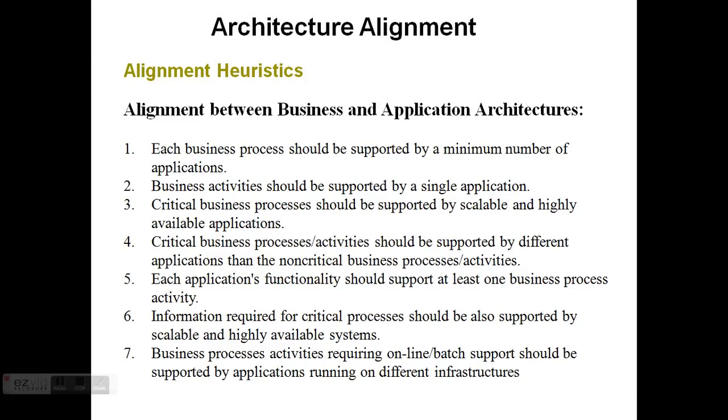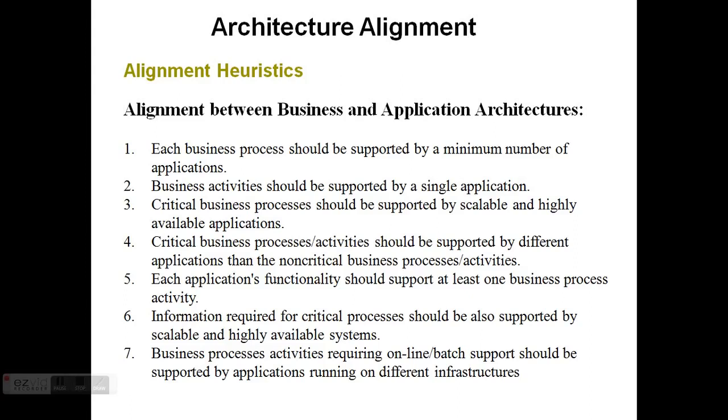Number four, critical business processes or activities should be supported by different applications than the non-critical business processes or activities. So we should be completely separating critical applications and non-critical applications, and dedicate totally different sets of applications to take care of critical or non-critical activities in separate ways. This helps to keep critical hardware and permanent maintenance teams as small as possible.